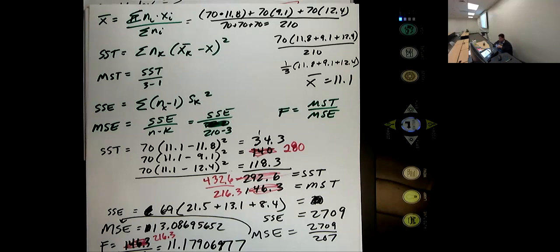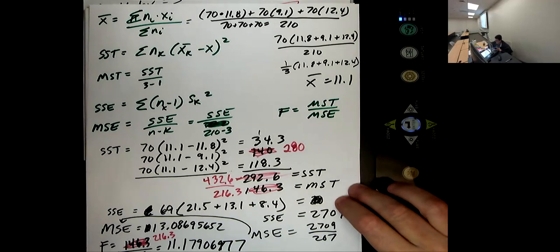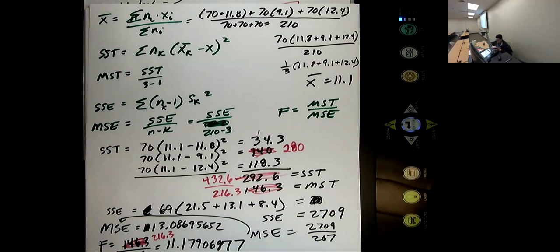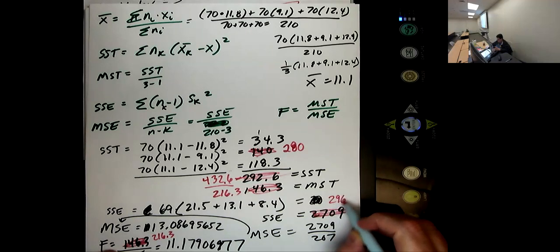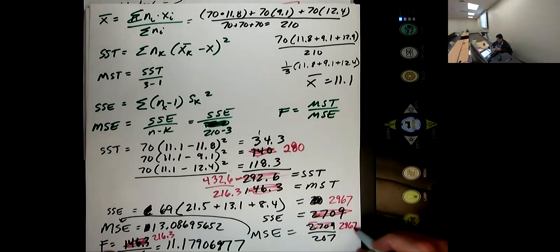All right, let's check this step here. I have SSE is 70 times the variance. Nope, 69 times the variance. 69 times 21.5 plus 69 times 13.1 plus 69 times 8.4. That's 2967. So 2967 divided by 207.